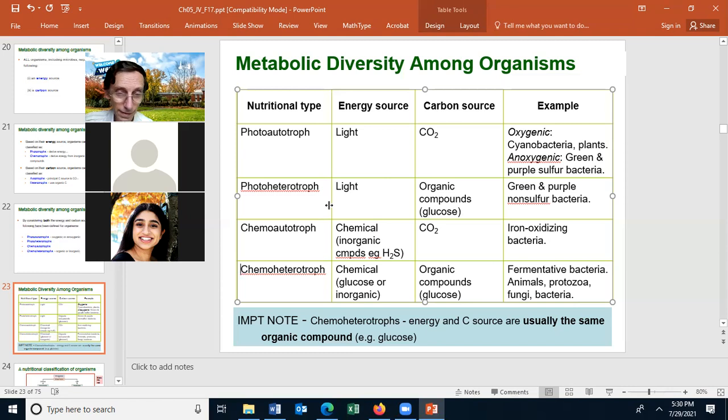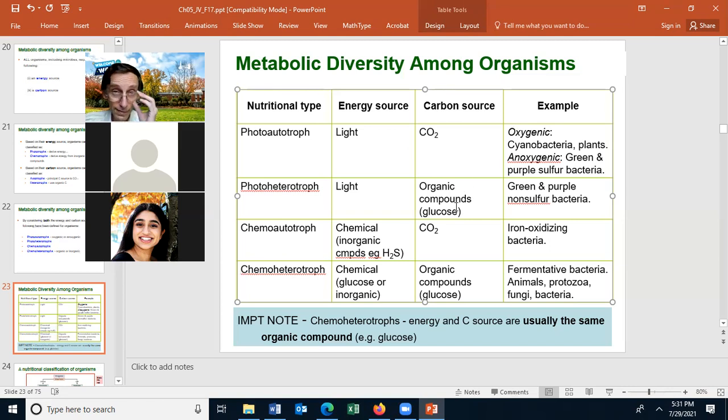Now, the complication is Euglena can change its classification depending on what's available. If there's only light and CO2, Euglena will act as a photoautotroph. Any question about that? Excuse me, act as a photoautotroph, if I said that right. Meaning that when there's only light around and only CO2 around, Euglena can act as a photoautotroph and engage in photosynthesis to get its own energy needs and its carbon source and make its own sugar.